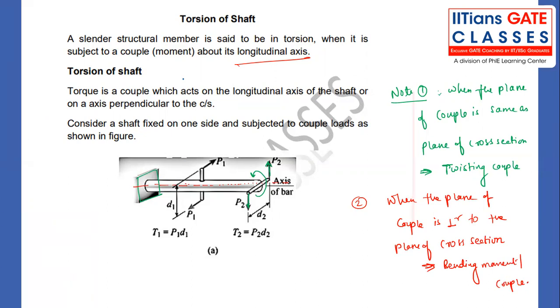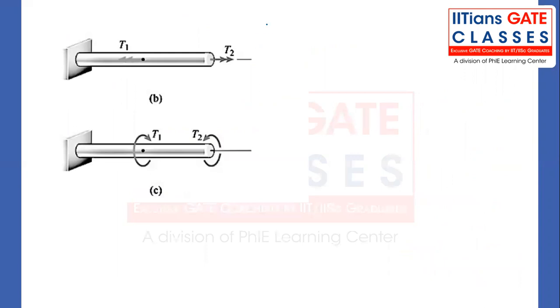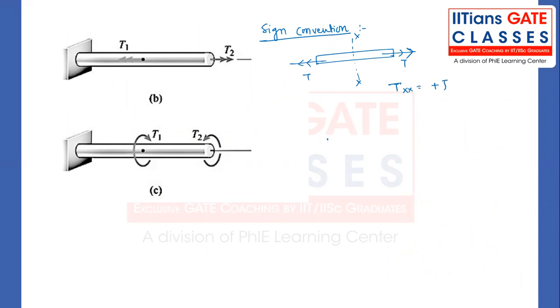Now regarding the sign conventions, please note down these few sign conventions. That is very important. Whenever any member is there, if I take any axis xx, if the twisting is happening like this, then we write it as plus T. Whenever the twisting is happening like this, then it will be minus T.